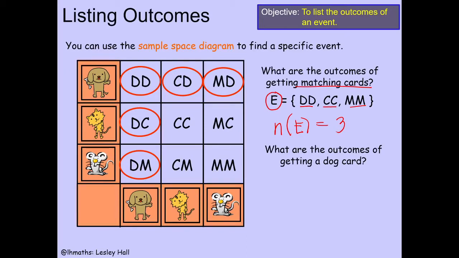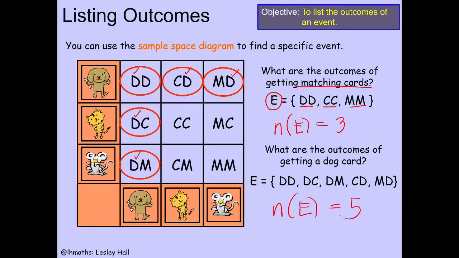And for our next example, what are the outcomes of getting a dog card? So you have noticed here na the encircled outcomes dapat na dog. There's a dog there, a dog, a dog, a dog, and a dog. So there are 5 possible outcomes, and the outcomes are DD, DC, DM, CD, and MD. And take note how many outcomes are there. There are 5 possible outcomes. Are there questions about this? Okay, so everything is clear, okay?